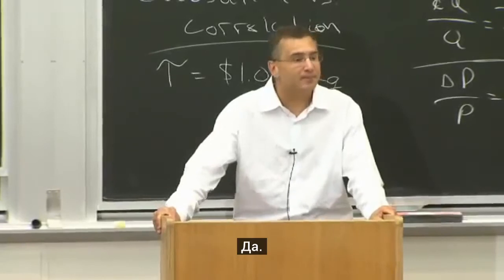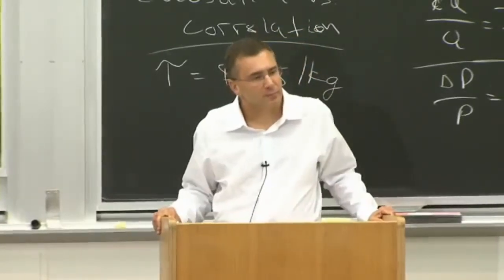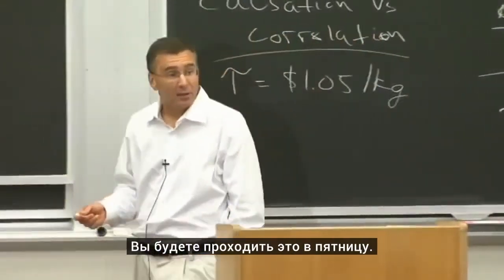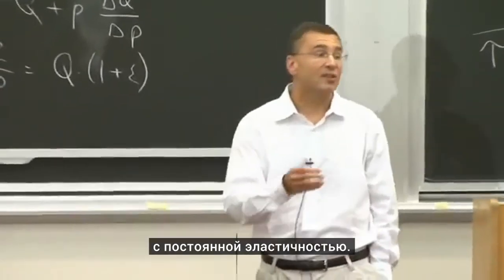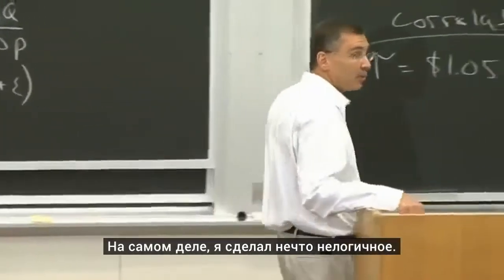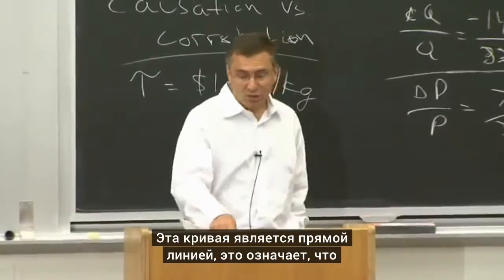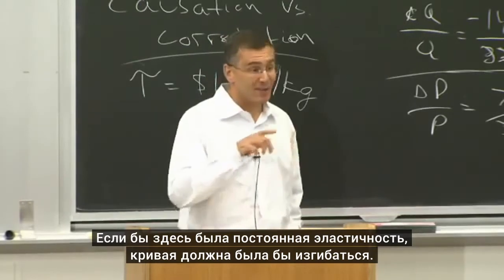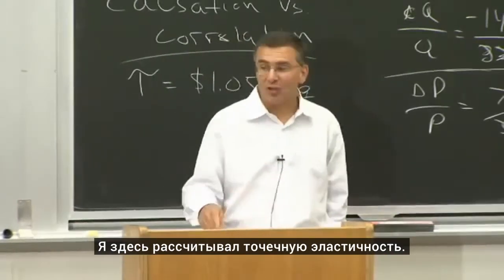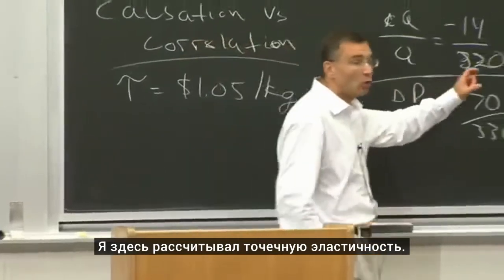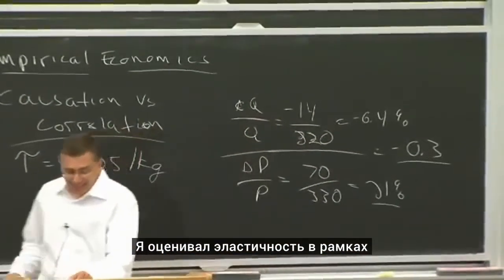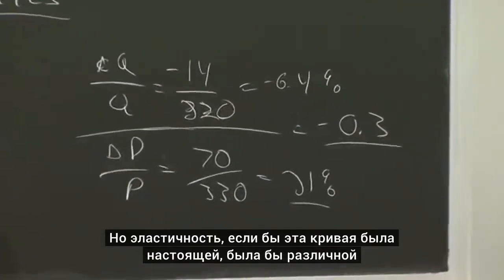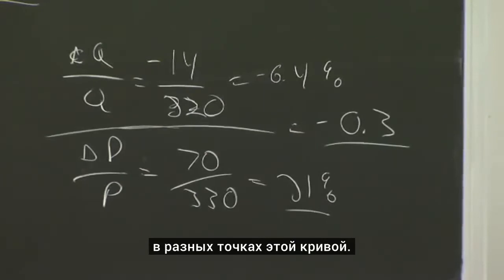Okay? Yeah? Can the elasticity depend on the commodity? Can it change? Yes, excellent point. You'll go through that in section on Friday. So what I've done is an example of a constant elasticity curve. Actually, I've done something here which is logically inconsistent. This curve is linear, which means it can't be constant elasticity, right? A constant elasticity curve would have to curve. So what I've estimated here is a local elasticity. I have estimated the elasticity around that price change. But the elasticity, if this curve is true, would be different at different points on this curve, right?